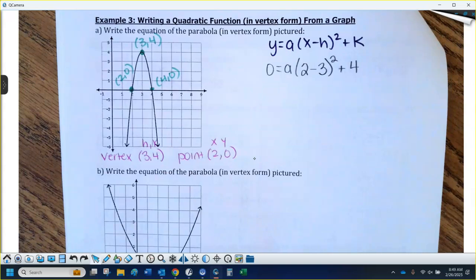Does anybody know, from looking at the graph, what the a value is without doing the algebra? Just any idea? And if you don't, that's fine. We'll do the algebra. Can you look at the graph and tell me what the a value is? Like what the pattern would be? Not 1, 3, 5, right? Because I'm not going over 1, down 1. So it's not 1, 3, 5. Anybody have any idea what the a value would be?